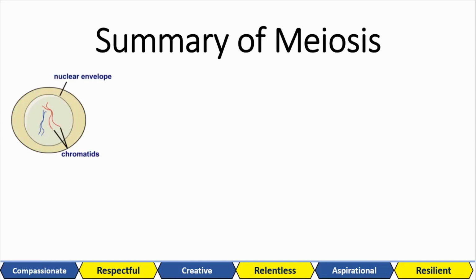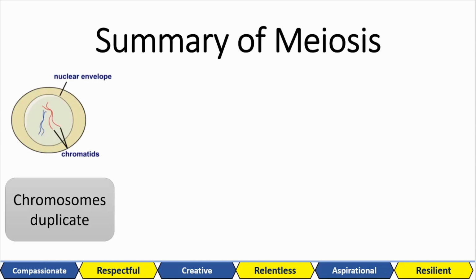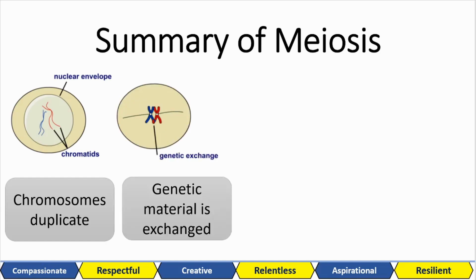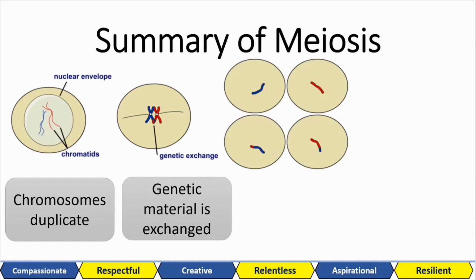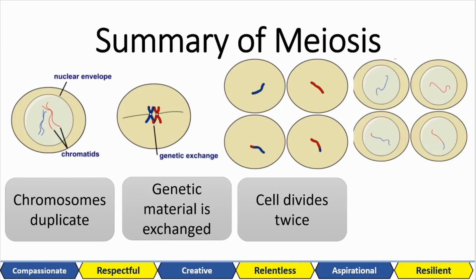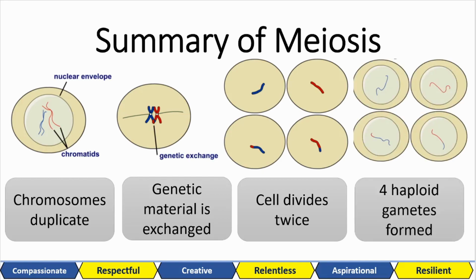Now to summarize meiosis. The chromosomes duplicate just like with mitosis, and the genetic material is exchanged between the pairs of chromosomes. Now look at the cells dividing. Notice that they divide twice, okay? And so 4 haploid gametes are formed.